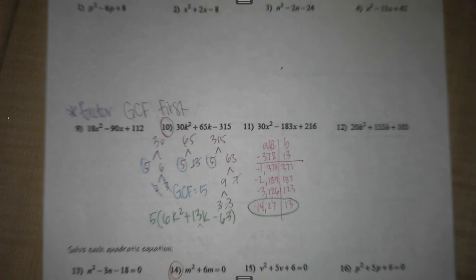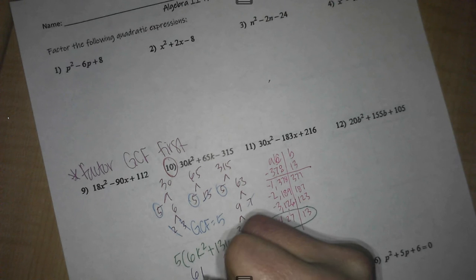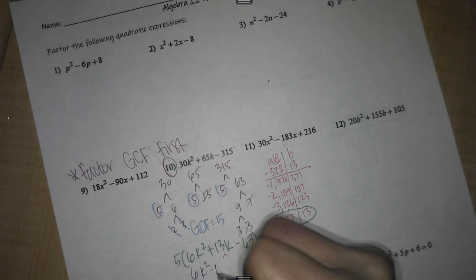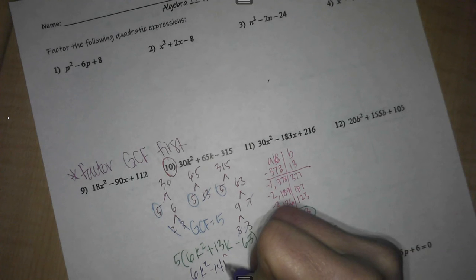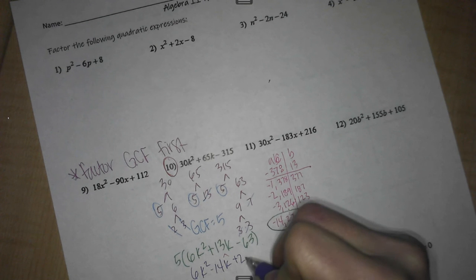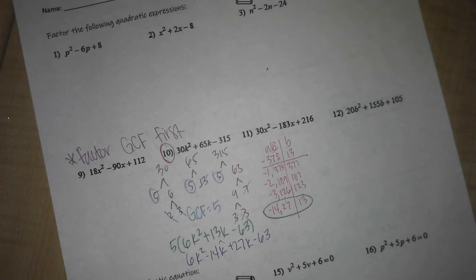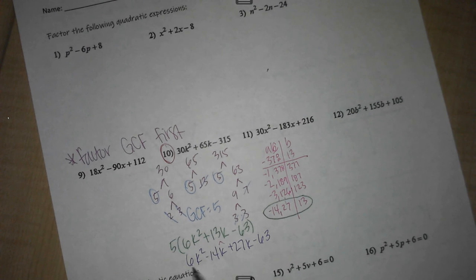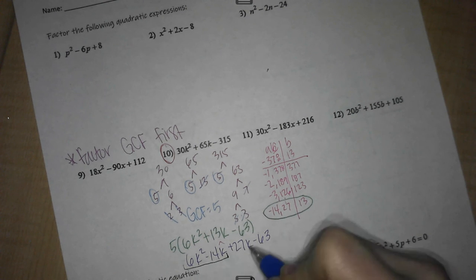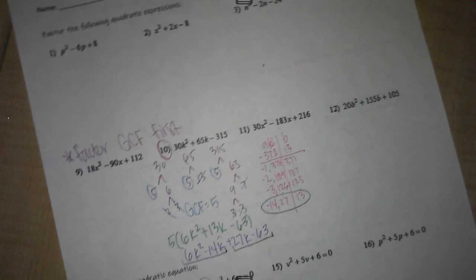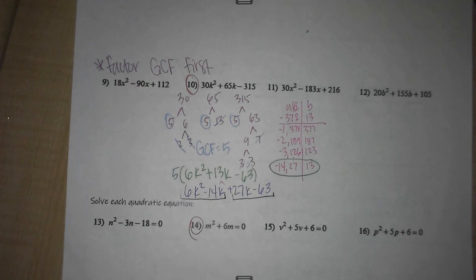So let's split that middle term. So we've got 6k squared minus 14k plus 27k minus 63. Now we have 4 terms, so we're going to factor by grouping.